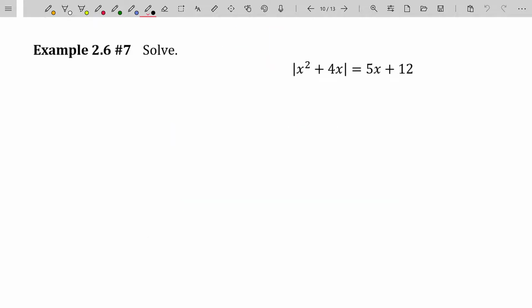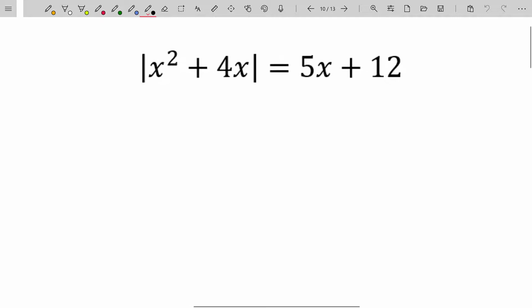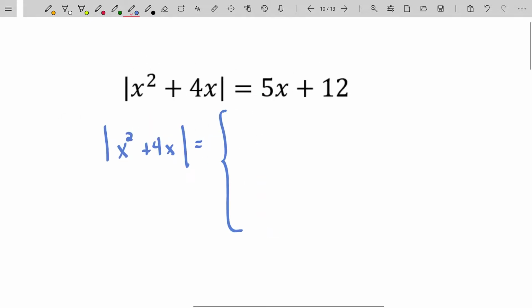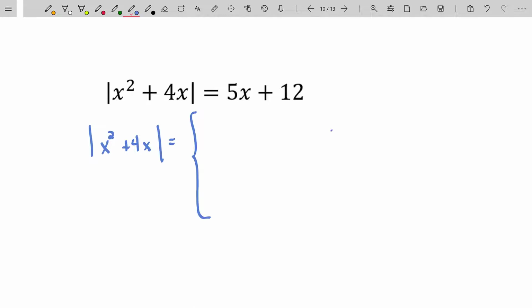The final example in this video on solving absolute value equations is a little more robust. I say this is robust because of the fact that it's an absolute value of a quadratic equaling 5x plus 12, but still the name of the game doesn't change. That absolute value of x squared plus 4x turns into one of two things. Well, if x squared plus 4x was already not negative, there's no point to have absolute values on there, and we could just trade out that picture for x squared plus 4x.